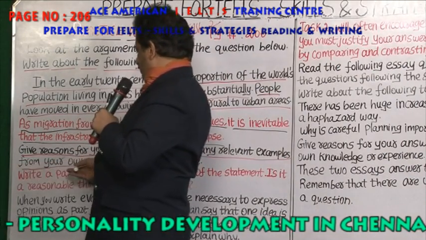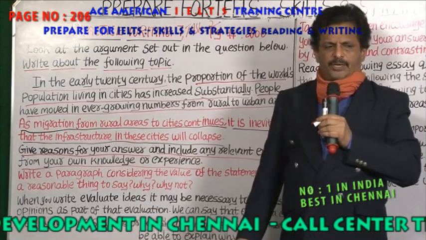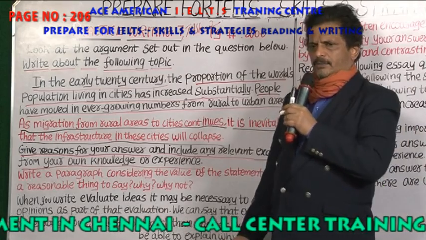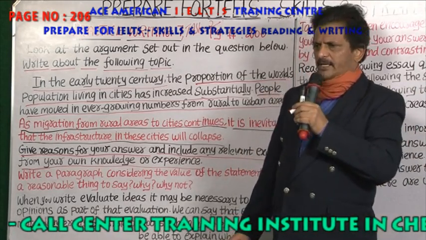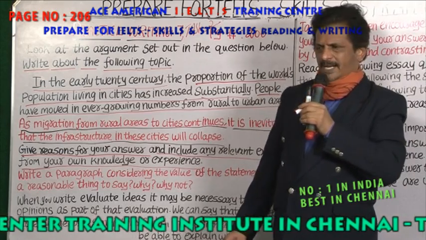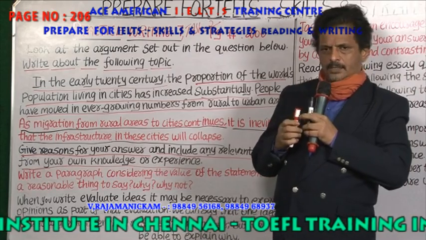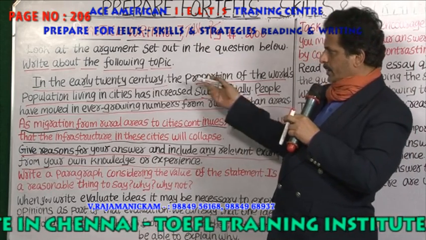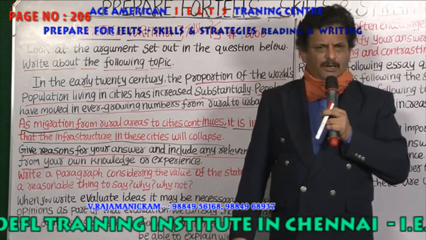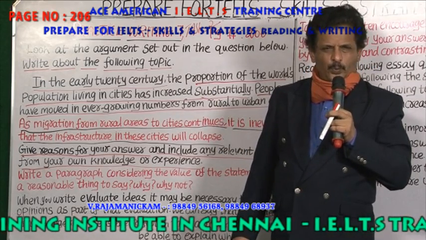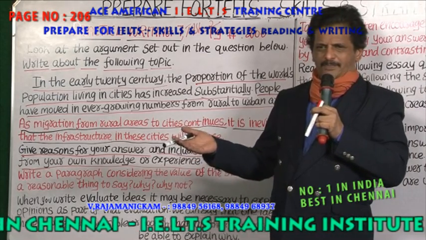Only by using your own knowledge and experience can you do the writing in a better way. You can give more ideas and present your thoughts in a very good manner. So, from your own experience and your knowledge. This is the topic here. So, what is the topic sentence, sir? What is the topic? Cities, villages. Cities and villages, people moving from village to city.